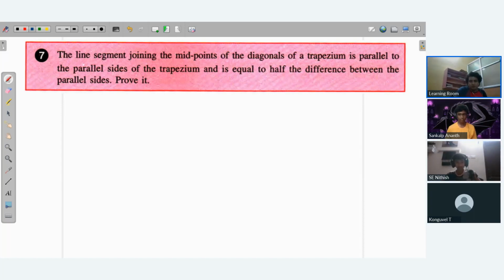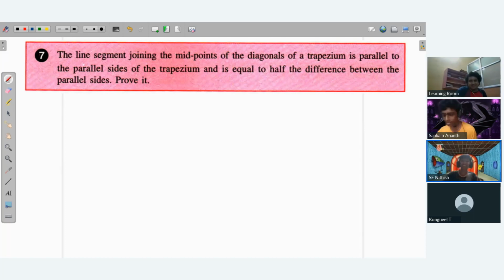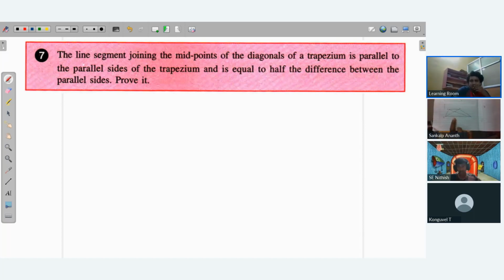How do you know that the midpoint of both diagonals is the same point? There could be different ones, sir. I thought it was the intersection points, sir. Sir, look at this. I took my trapezium like this. Where is the midpoint of the diagonals?